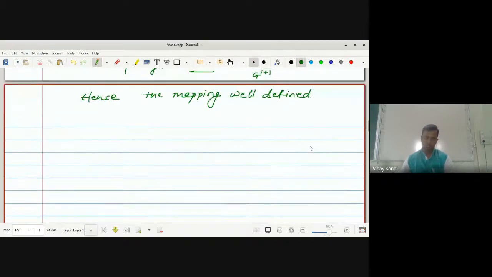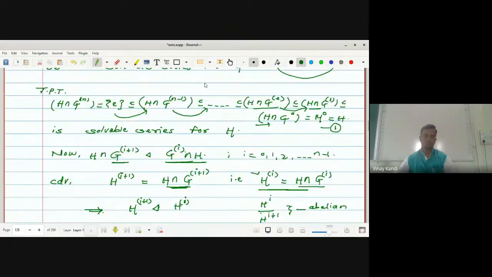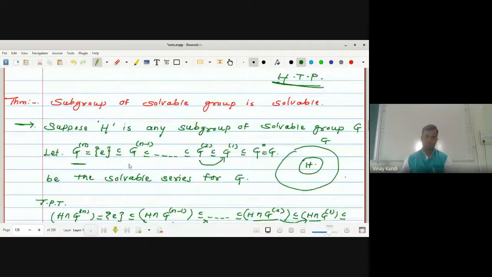Okay, now look at here. What is G raised to I upon G raised to I plus 1? It's abelian. Is it correct? Why is this group abelian? Because this series is a solvable series, and a solvable series means every factor group here is an abelian group.